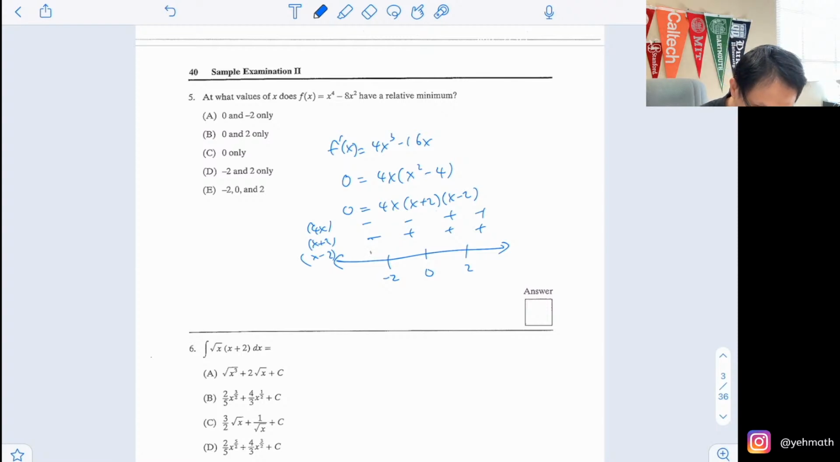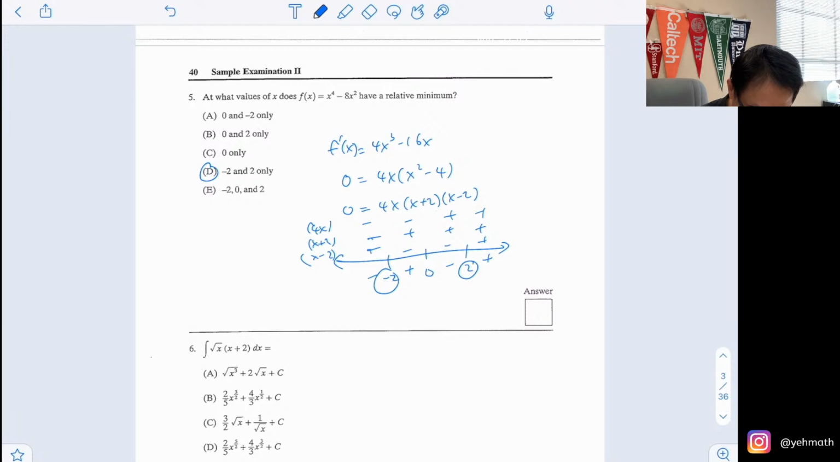Now this one's going to be negative. If I plug in 1, it's going to be negative and it's positive. So positive, negative, positive, negative. So now you can see that a relative minimum is when it went from decreasing to increasing, which has happened from negative to positive. So it's 2 and -2. So my answer is D. Is that right?